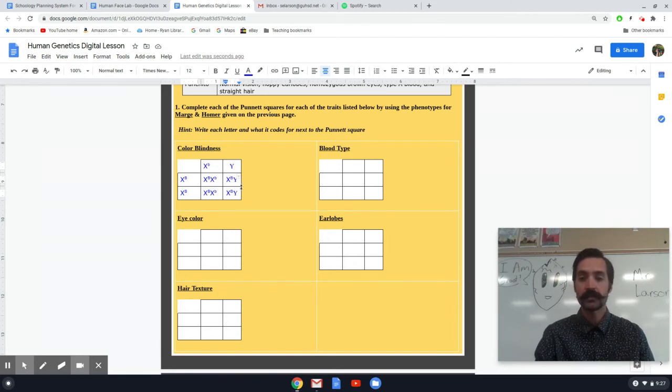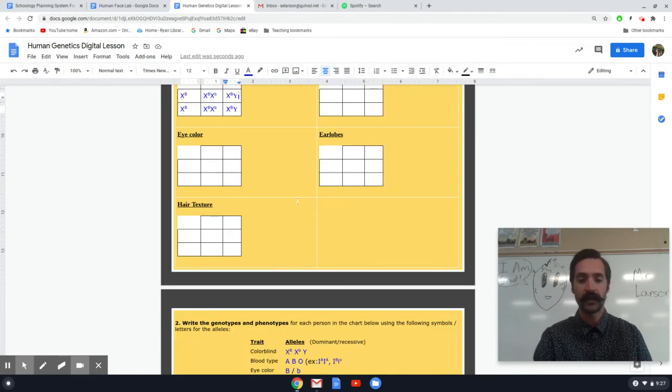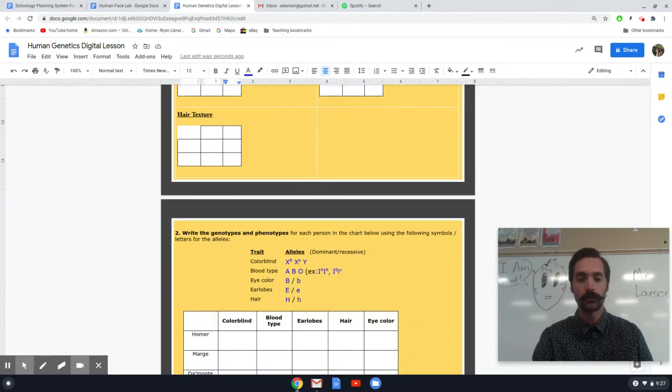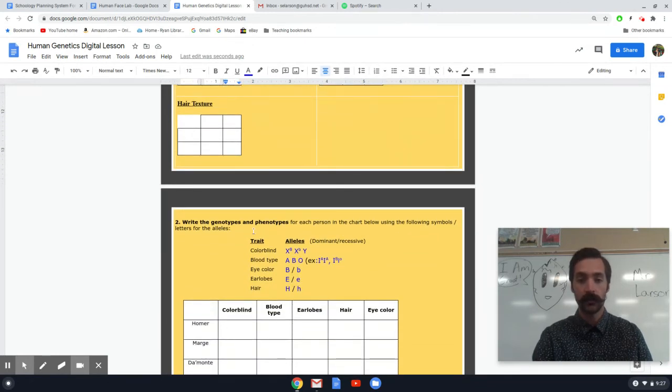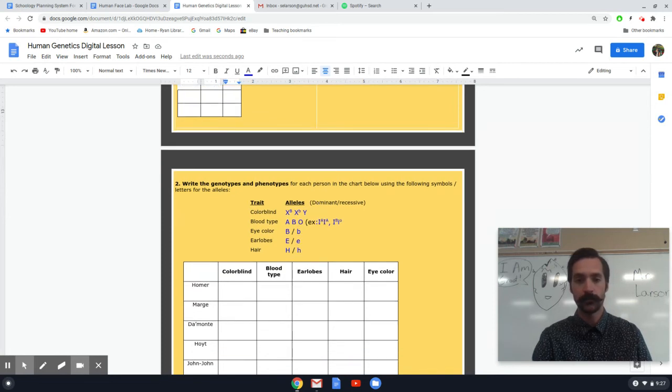So you're going to do this for the blood type, for eye color, for earlobes, and for hair texture. Just use this same exact process over and over again, looking at the possibilities of the children. Once you complete this section, you are going to go down here and write the genotypes and the phenotypes for each person in the chart using the following symbols.